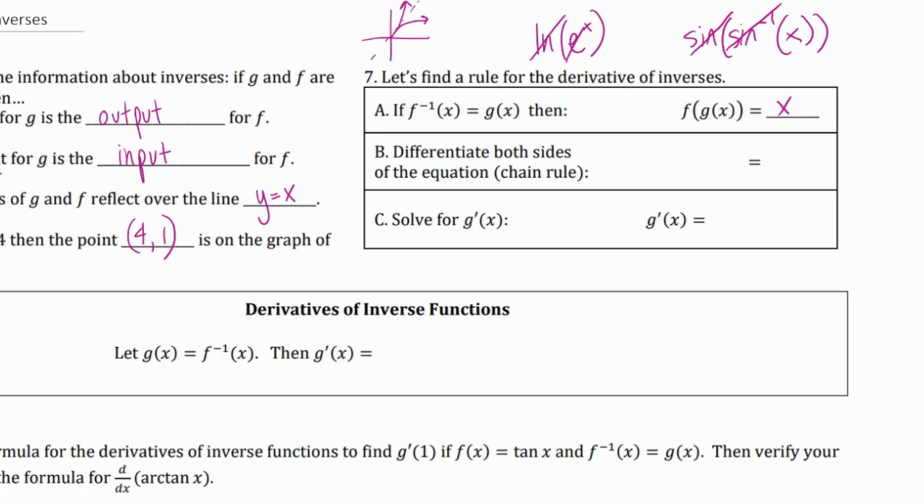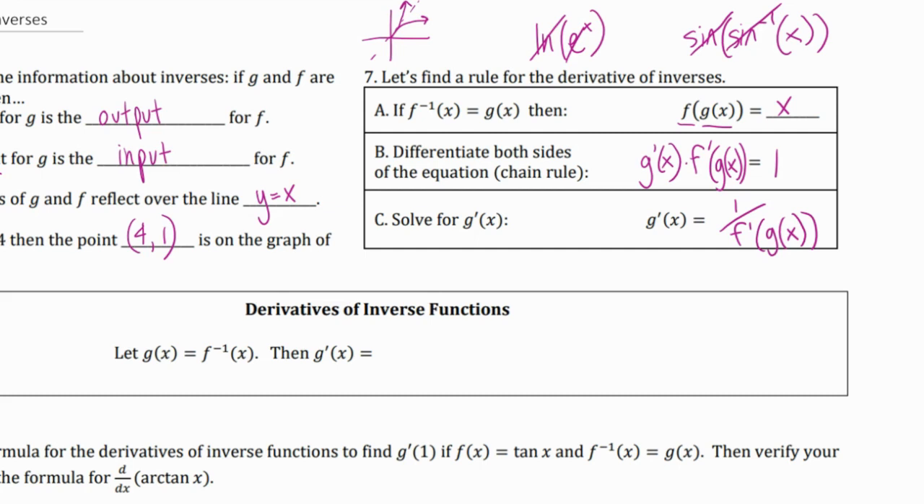Okay, so let's differentiate both sides using the chain rule. The derivative of x is just 1. The derivative of f of g of x using the chain rule is the derivative of the inside, g prime, times the derivative of the outside with the inside still plugged in. And then because we're finding the derivative of the inverse, g prime is equal to 1 over f prime of g of x. So this is the rule for the derivative of inverses, 1 over f prime of g of x, where g is the inverse of f.